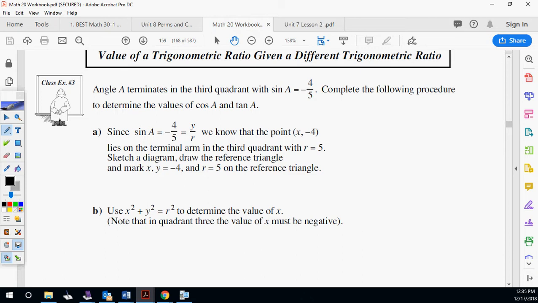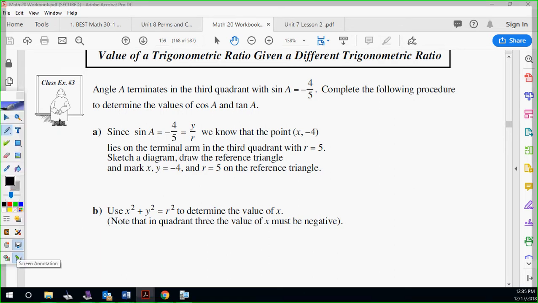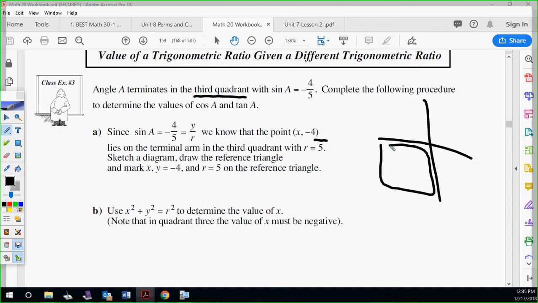But you have to look at all the information they give you, and it tells you what's positive or negative where. Okay, so it's telling you, since sine of A is -4 over 5, you know -4 over 5 is y over r. So we know the point is x, -4. We know -4 because it's in the third quadrant. We're down here. So down here, sine is negative.